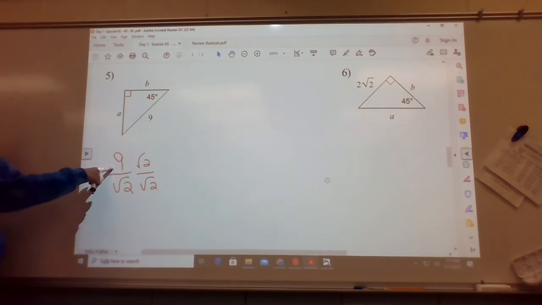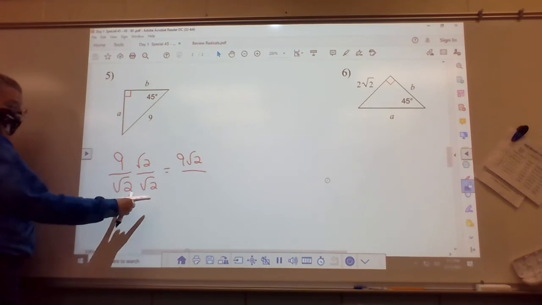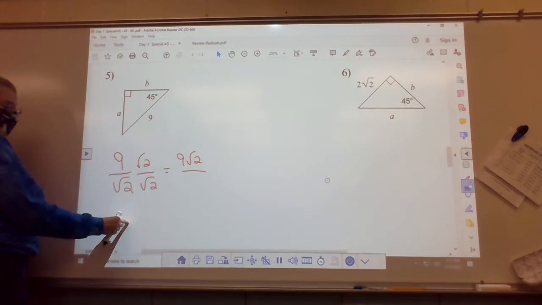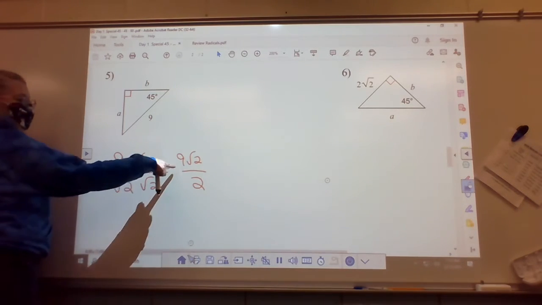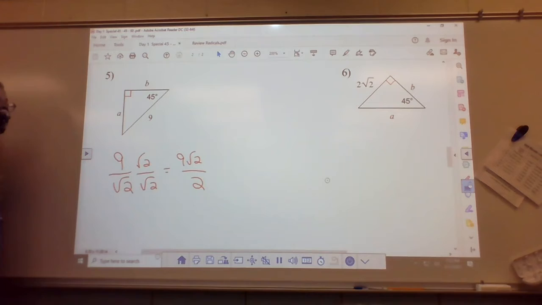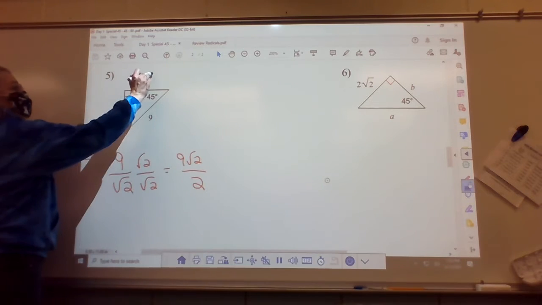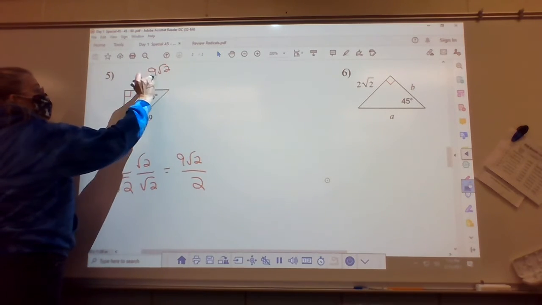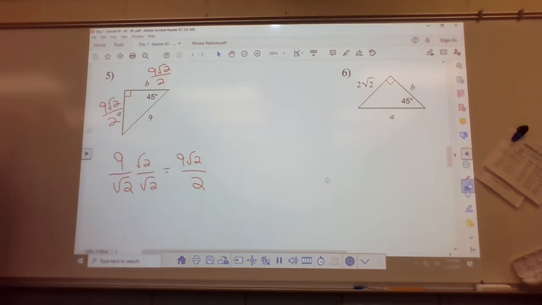So now I have 9 radical 2 over 2 radical 2's, so the 2 comes out, 2. Now in this case, I've got a 9 and a 2, so I can't reduce it. Do not. I had somebody trying to change this to a 4.5. Don't do that. It just makes a mess out of everything. Just leave it like this. So 9 radical 2 over 2. 9 radical 2 over 2. Those are my legs.